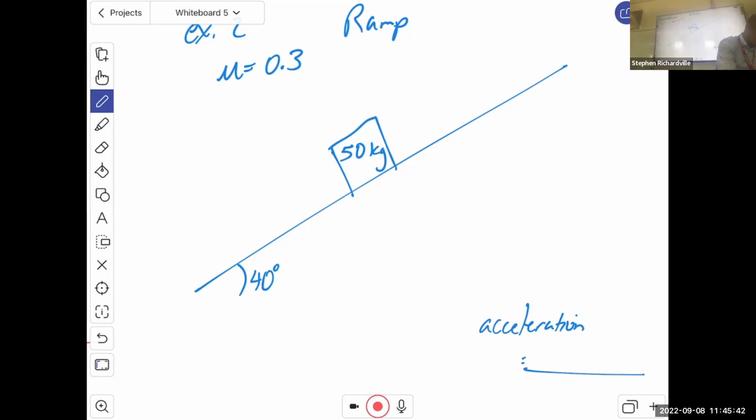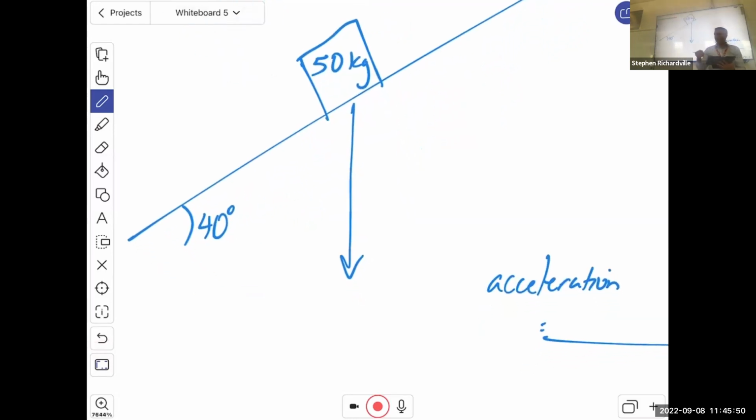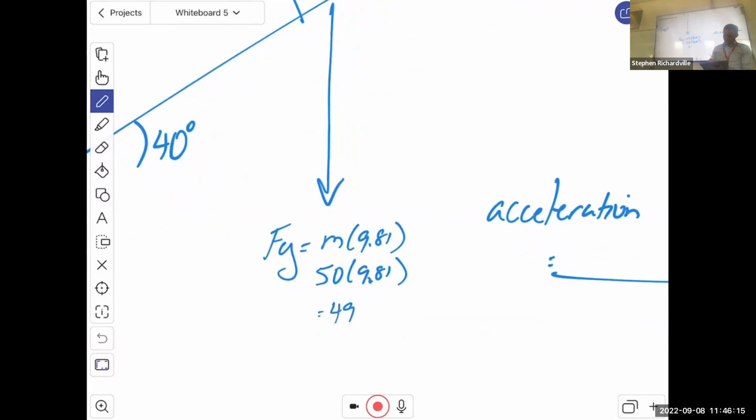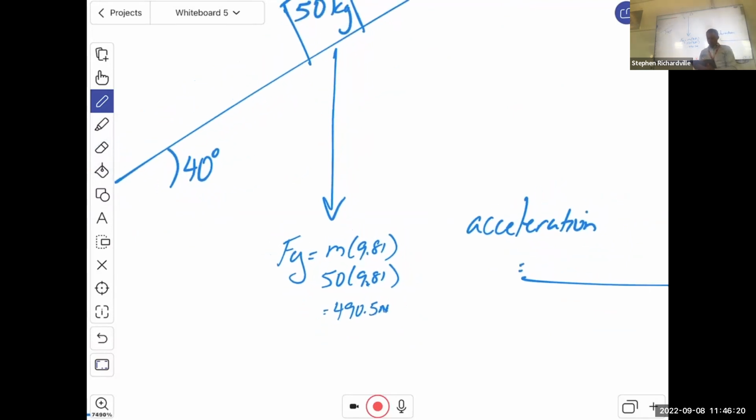As we tip it up, the force of gravity is always down. So let's find that number first. That's going to be kind of what's driving this thing. Now, what is the weight of a 50 kilogram object? Not 50. What's the mass of a 50 kilogram object? 50. The weight is mass times 9.81. So 50 times 9.81. Calculators. Nailed it. Okay. So 490.5.